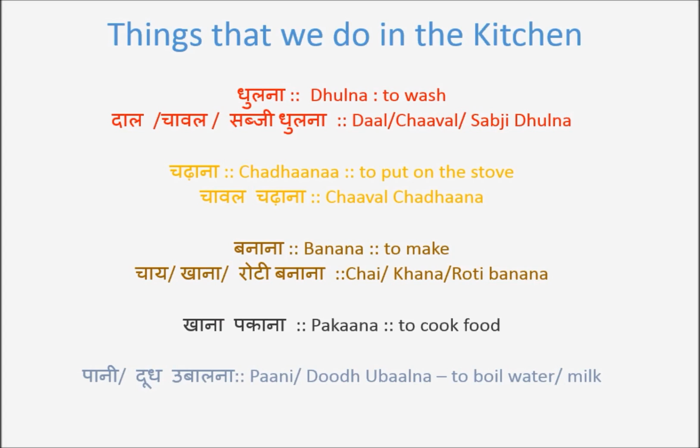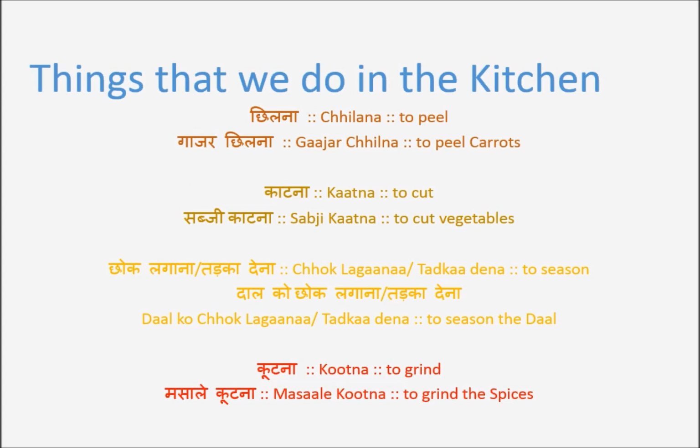Then coming to vegetables, first you peel them. Chhilna, for example, gajar chhilna, to peel carrots. Then what do you do? You cut them into small pieces. You cut, kootna. With what? Chaku, isn't it? So sabzi kootna, to cut vegetable. Sabziyan kootna, to cut vegetables.